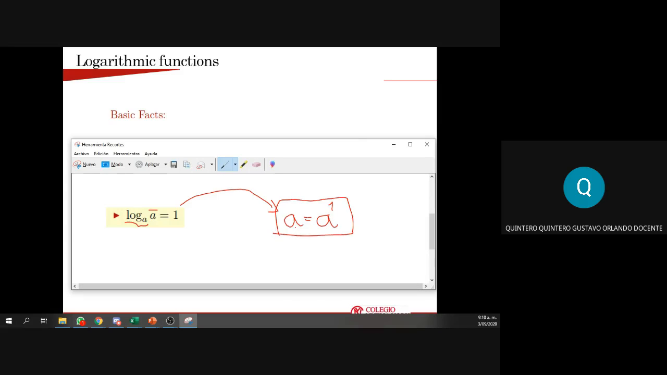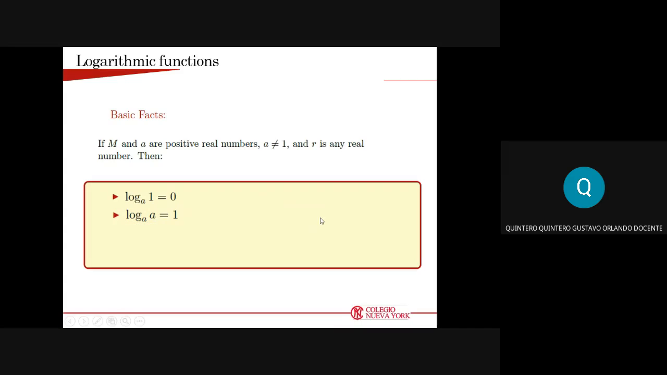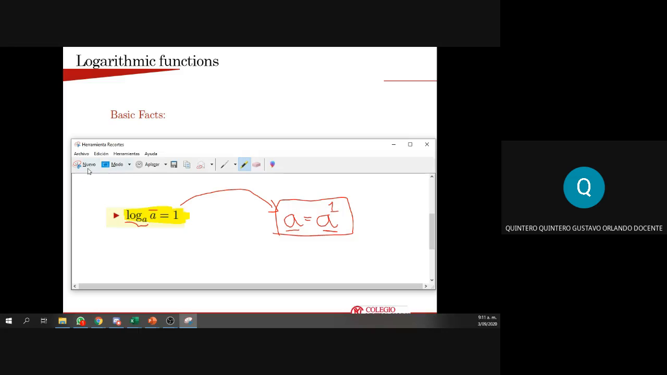And this is one of the properties of exponentials. Any value elevated to the first power is the same value. Did you see? This is why this is one pretty basic fact. All right, let's move into another one that is not so basic. Our basic fact number 3.